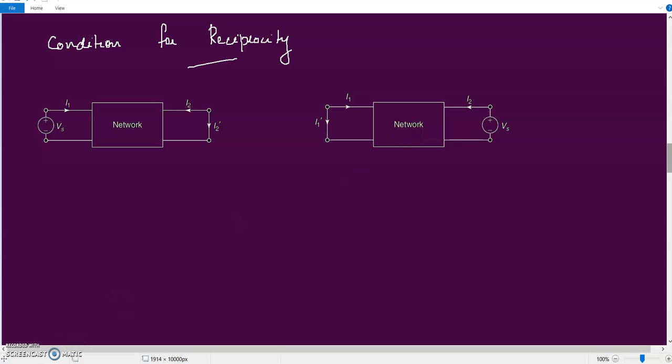So we are going to find the condition for reciprocity in terms of Y parameter. So let's take this circuit first. Here V1 is equal to Vs, V2 is equal to 0. I1 is equal to I1 itself. I2 is equal to I2 minus I2 dash.